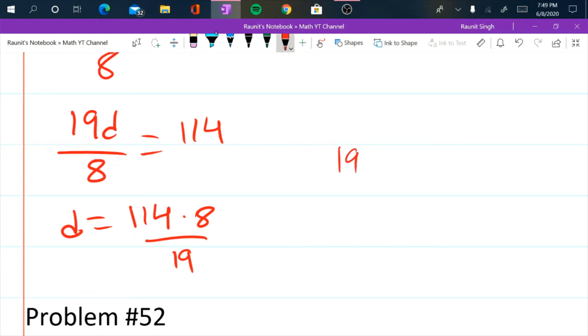I kind of forgot what 19 times 6 is. 54, right? Yeah. And then 6 plus 5 is 11. Okay, yeah, so it is divisible by 19. So then that would be at 6, and then you get 48.